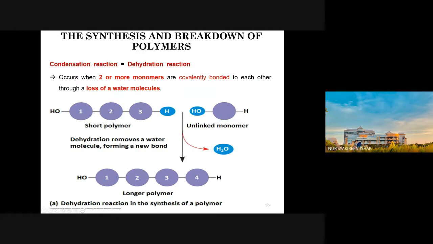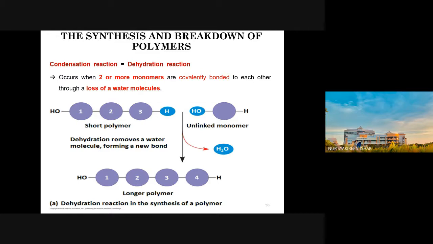Okay, so the synthesis and breakdown of polymers. Okay, synthesis apa, hasilkan macam mana daripada monomer, glukos jadi starch. Contohnya daripada glukos to synthesize glycogen, for example. Daripada amino acid to form polypeptide. Daripada nucleic acid, daripada nucleotide to form nucleic acid, which is either DNA or RNA. So how do you attach together the monomers to form the polymers? It is through the reaction, we call it as condensation.